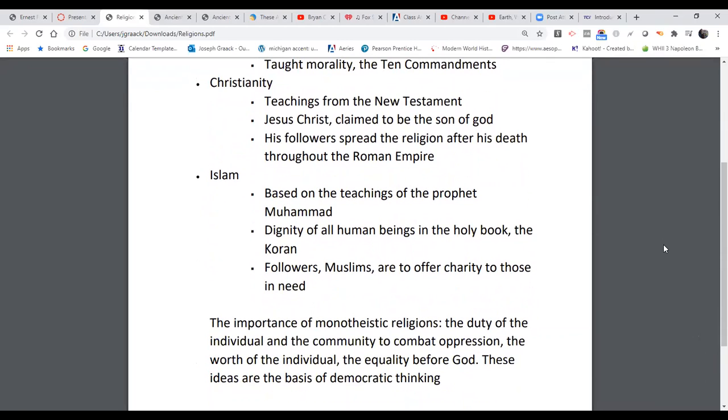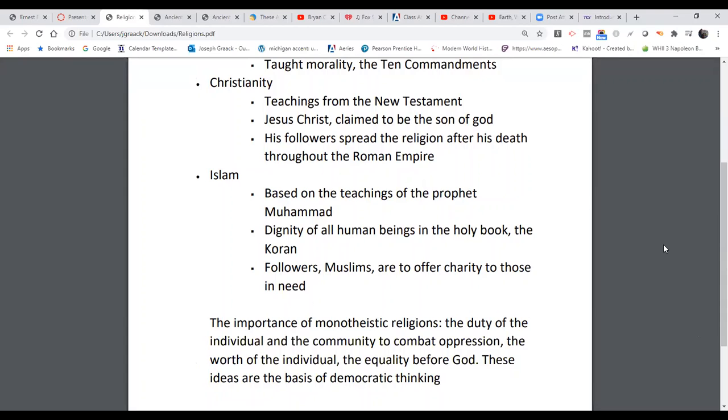And then about 600 years after that is Islam. This is based on the teachings of the Prophet Muhammad. Dignity of all human beings. The Holy Book is known as the Quran. Followers are known as Muslims. They offer charity to those in need. And they're required to make one pilgrimage to the Holy Land in their lifetime.